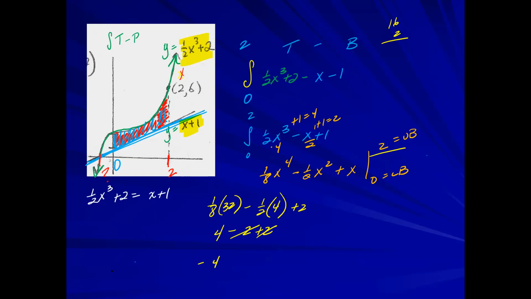Then I'm going to plug in the lower bound right here, so it's going to be a minus. 0 is just going to be 0, 0 and a 0. So that's easy enough. Then my answer is just going to give me 4 units squared.